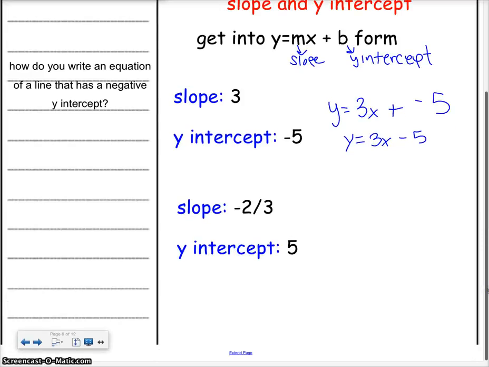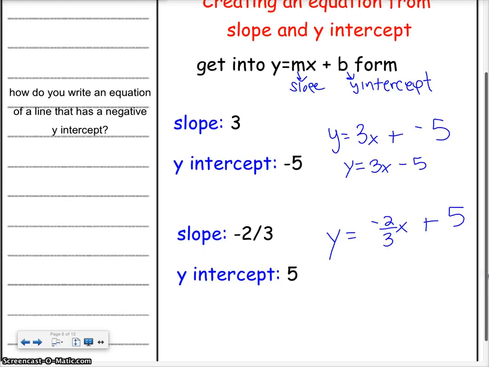Okay, next one. Y equals my slope. What's my slope? Yep, my slope is -2 over 3. X plus, what's my y-intercept? 5.